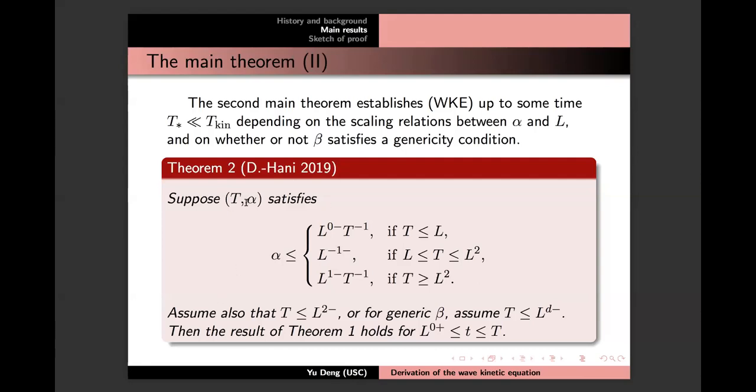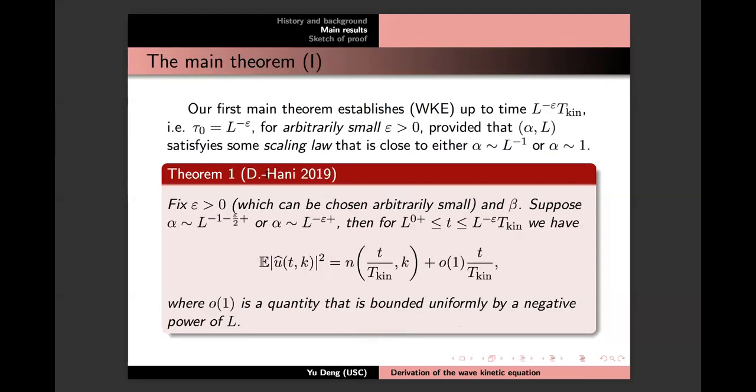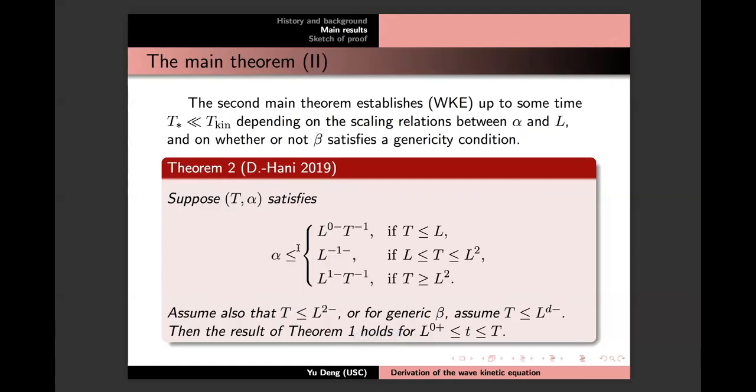Okay, so this is theorem 2 here. And by the way, these are all joint work with Zaher Hani from Michigan. This result supposes alpha and t satisfy these relations. This relation later on we'll show in terms of a picture, in terms of a diagram. If alpha and t satisfy these relations, and also assume that t is less than L to the 2 minus, for the arbitrary torus beta.